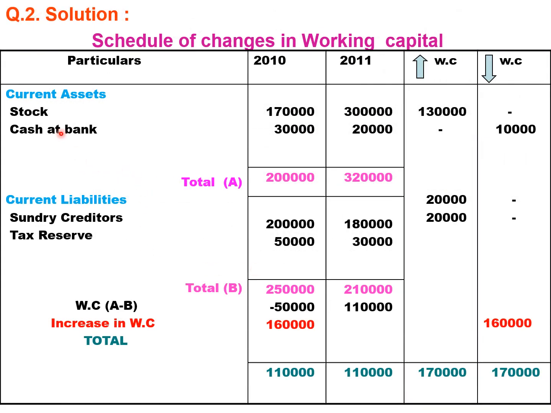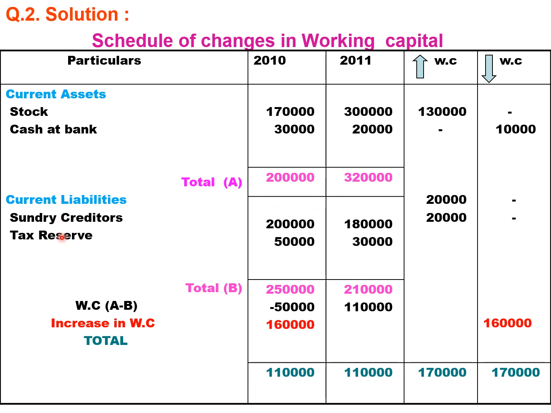Students, stock last year 1,70,000, current year 3 lakh. There is an increase in stock to the extent of 1,30,000. So an increase in current asset will result in an increase in working capital. Cash at bank last year 30,000, current year 20,000. There is a decrease in current asset of 10,000. So a decrease in current asset will result in a decrease in working capital. So total current assets you get 2 lakh, and total current assets for the current year is 3,20,000.